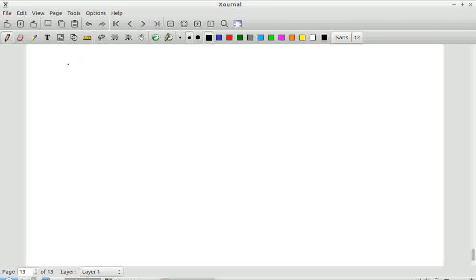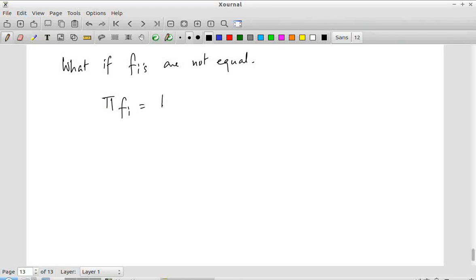What if I don't choose all the fi to be equal? That is, the small fi. I must still choose the fi, or rather, by definition, the fi are such that whatever values or sizes you choose, the final product, the product of fi, will still be equal to capital F. This is by definition. There's nothing you can do about it.